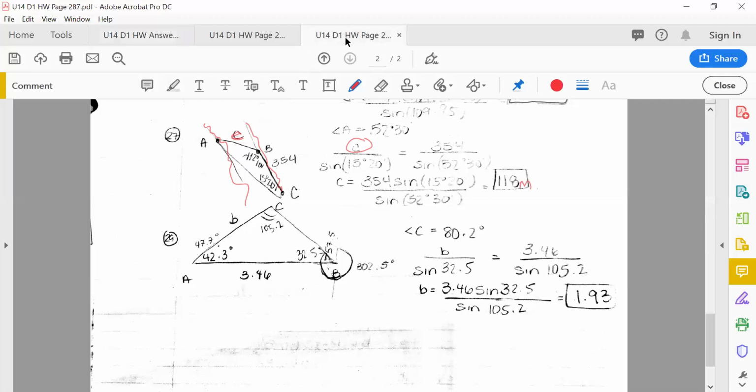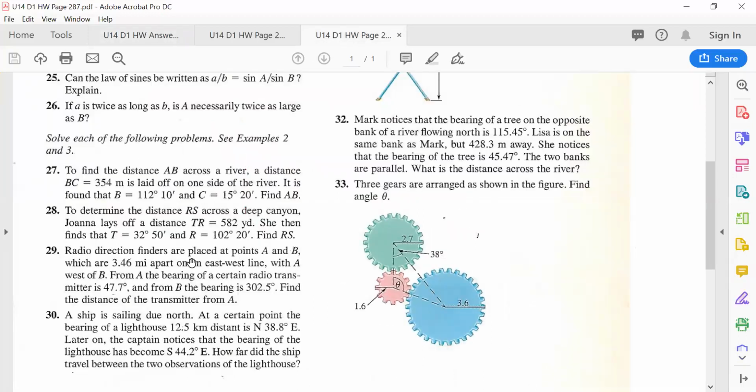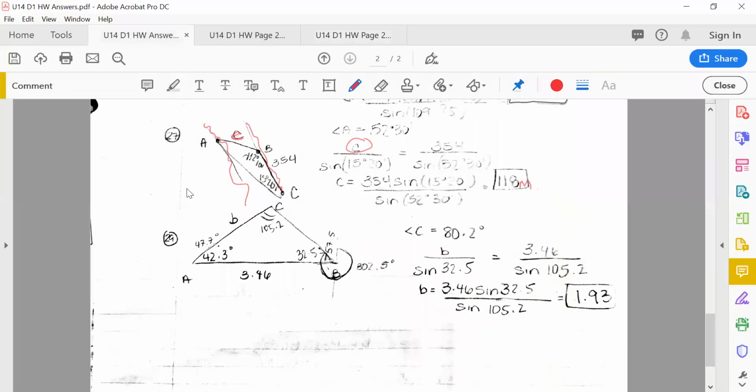Last but not least, number 29. Radio direction finders are placed at points A and B, which are 3.46 miles apart on an east-west line. That's important. And A is west of B. That's also important. So I'm going to go back to the word problem right here. So A is west of B. There it is. And it's on an east-west line, and B is right there, and it's 3.46 miles across.